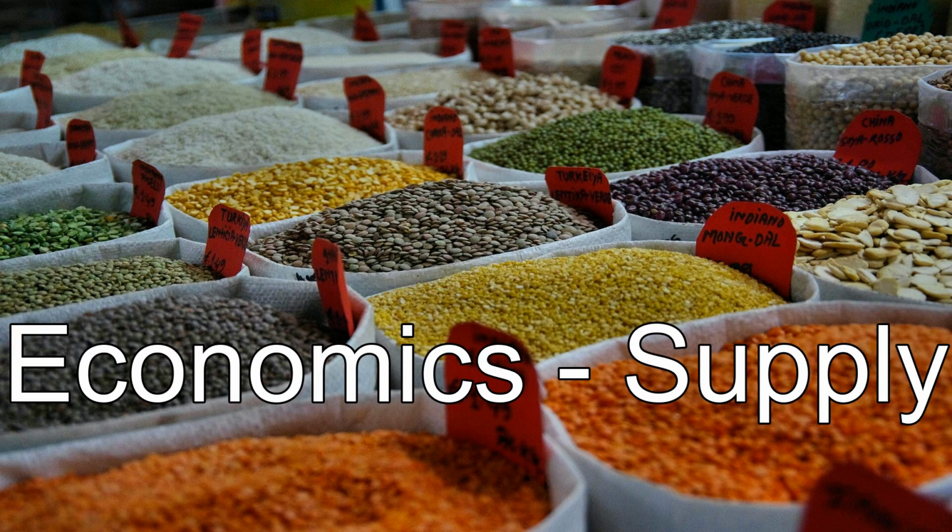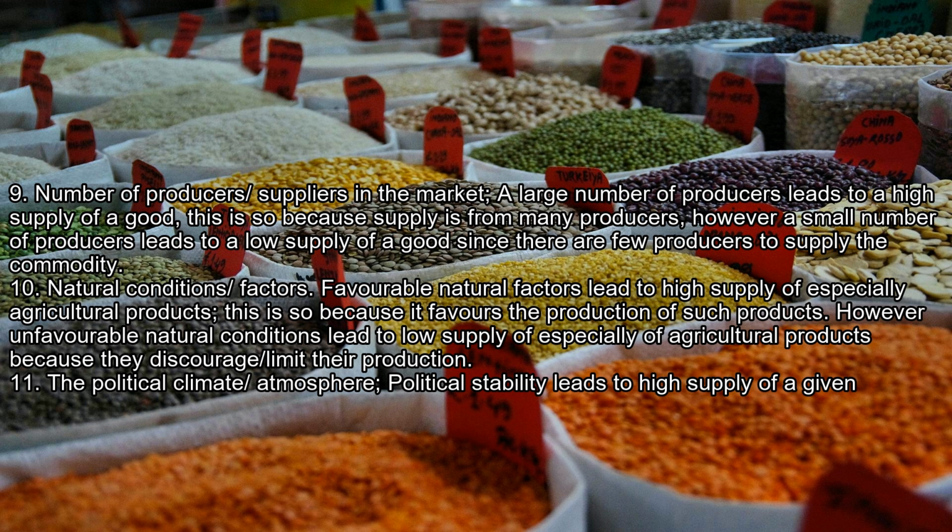9. Number of producers/suppliers in the market. A large number of producers leads to a high supply of a good. This is so because supply is from many producers. However, a small number of producers leads to a low supply of a good since there are few producers to supply the commodity.